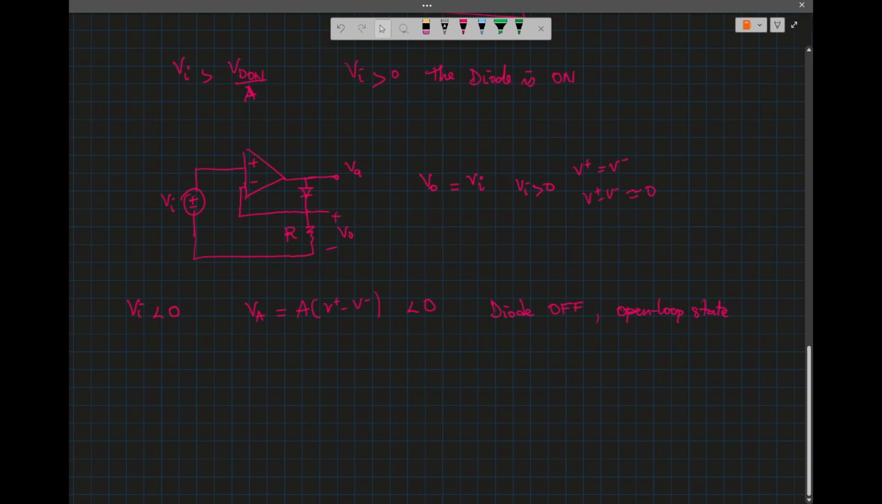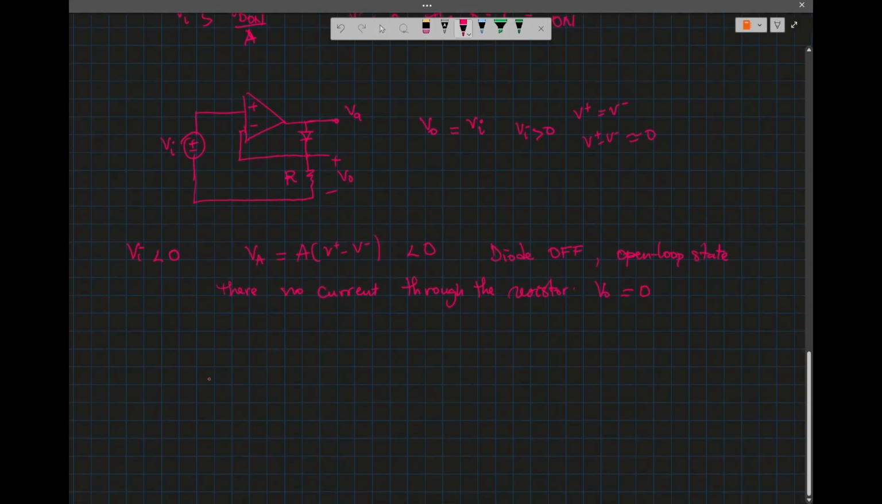There's no current to the resistor, so V0 will be equal to 0. So now let's summarize. V0 will be equal to VI when VI is positive, and it's equal to 0 when VI is negative.